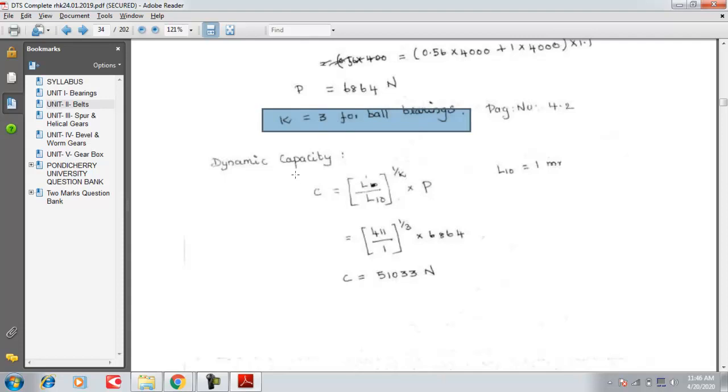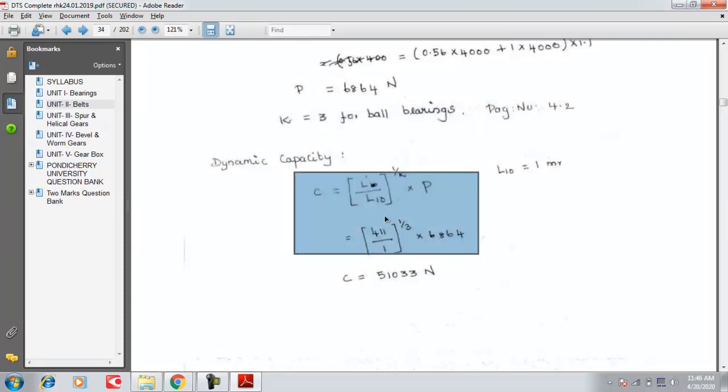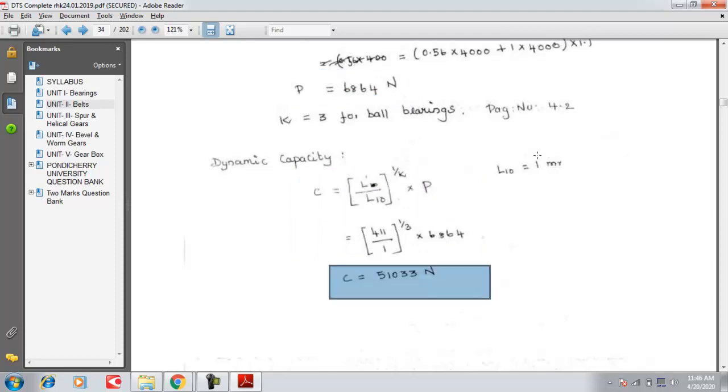After substituting that value, you can calculate the dynamic load capacity of the bearing by substituting the equivalent load that we found here in this formula also. Actually, this formula is available in page number 4.2 itself. In this unit, you have to be aware of the formulas and usage of formulas available in page number 4.2.